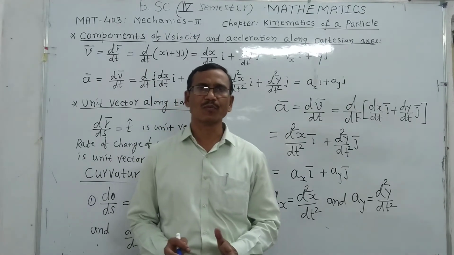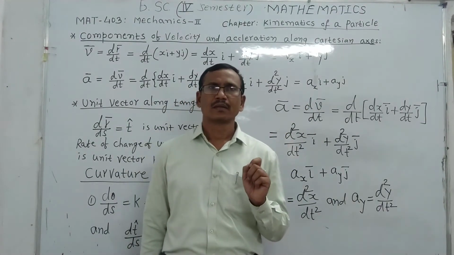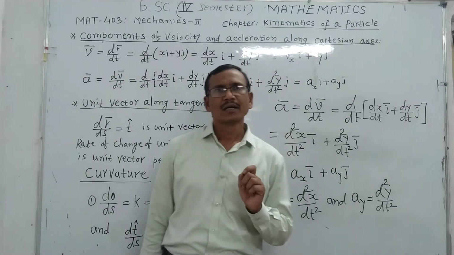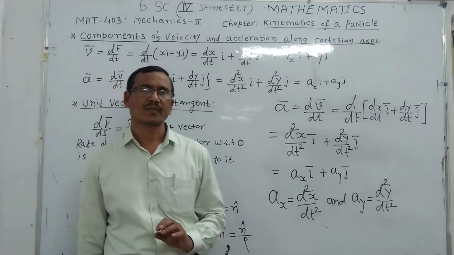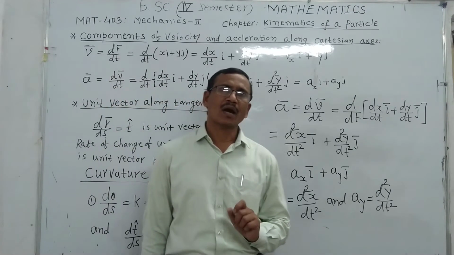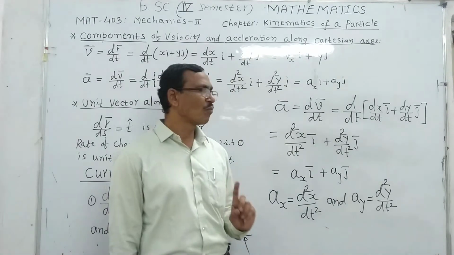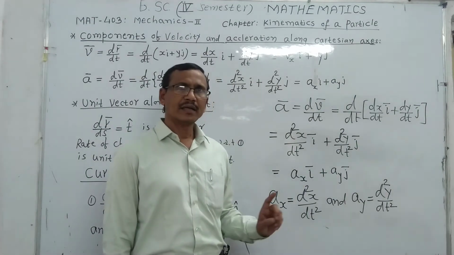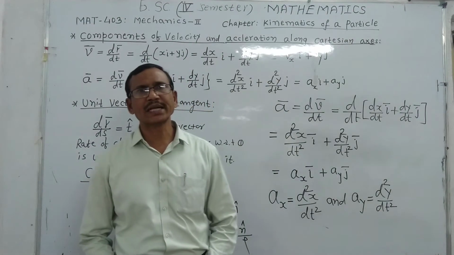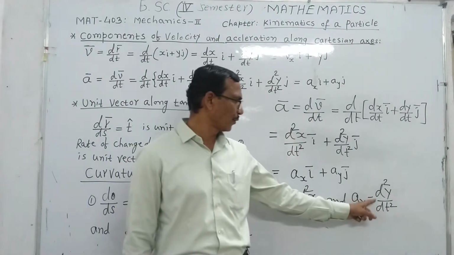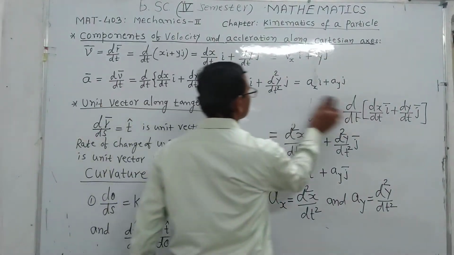You have to remember the formula. I am repeating again. Component of velocity along x axis is dx by dt. Component of velocity along y axis is dy by dt. Similarly, component of acceleration along x axis is d2x by dt square, and component of acceleration along y axis is d2y by dt square. You have to remember this formula.